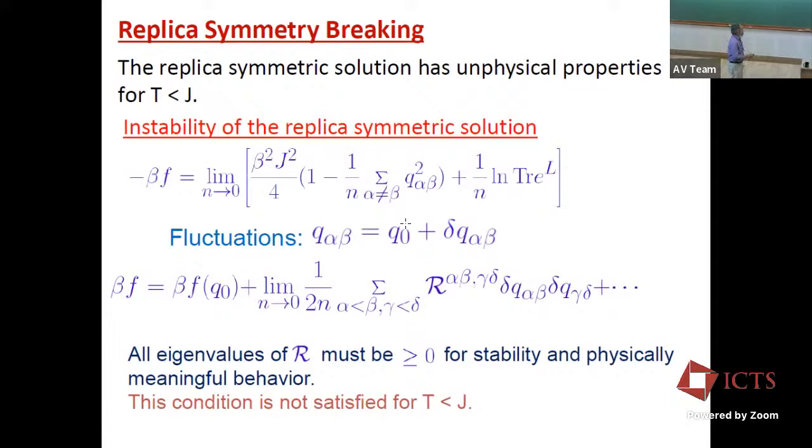So here the variables are Q alpha beta, symmetric. So alpha beta, beta alpha, one doesn't have to distinguish. But in the Sherrington-Kirkpatrick solution, we are looking at the replica symmetric solution where Q alpha beta equals Q0. If I want to look at the stability of that solution, to find out whether it actually corresponds to a minimum or not, then I have to allow fluctuations which take you outside this replica symmetric manifold, an arbitrary delta Q alpha beta.